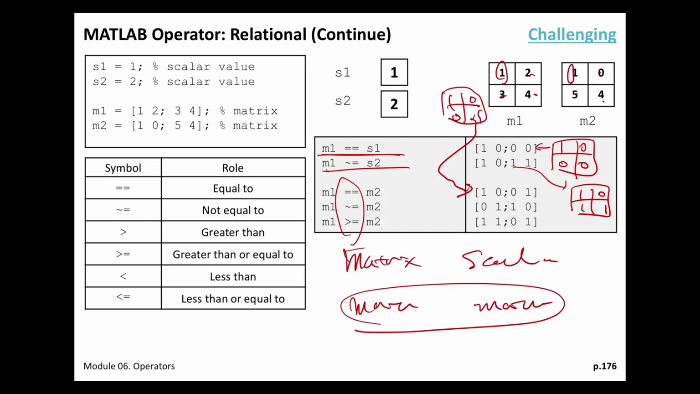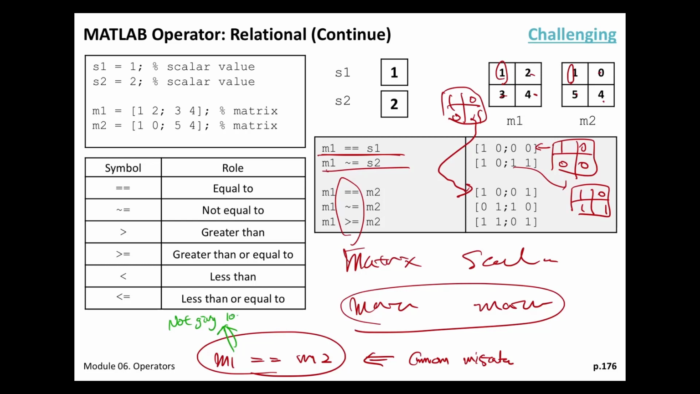Okay, similar to the vector case, this one is also a common mistake. Why? This is an element-wise operation. This is not giving a logical answer, true or false. Okay, makes sense. The output is a matrix, a logical matrix.